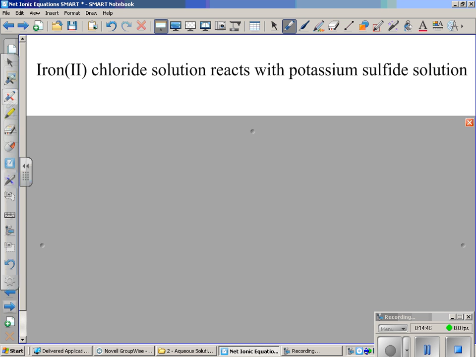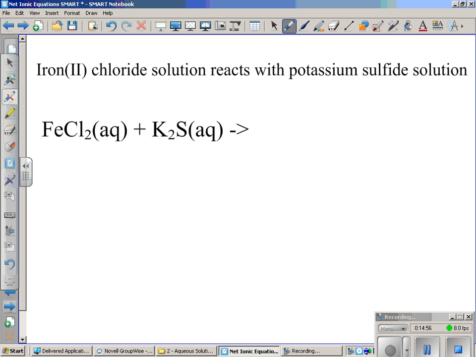All right, so do your formulas. Go ahead and figure out the formula for iron 2 chloride and then potassium sulfide. Hit pause while you do it, and then you can come back. So the formula for iron 2 chloride is FeCl2, and it's aqueous because they told us it was a solution. And then the formula for potassium sulfide is K2S, and again, aqueous.